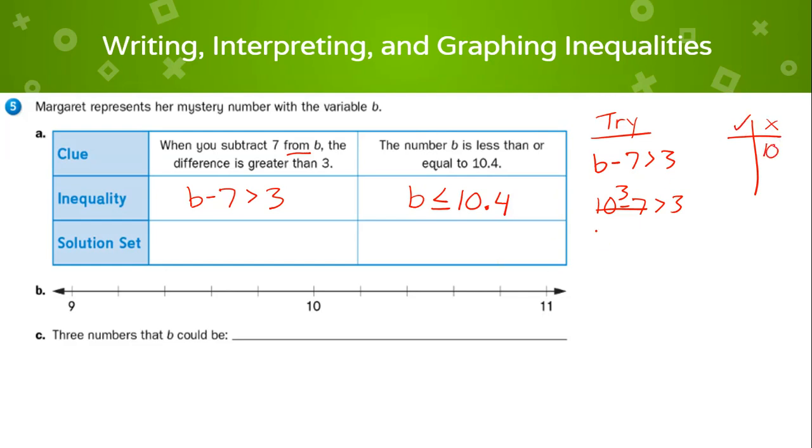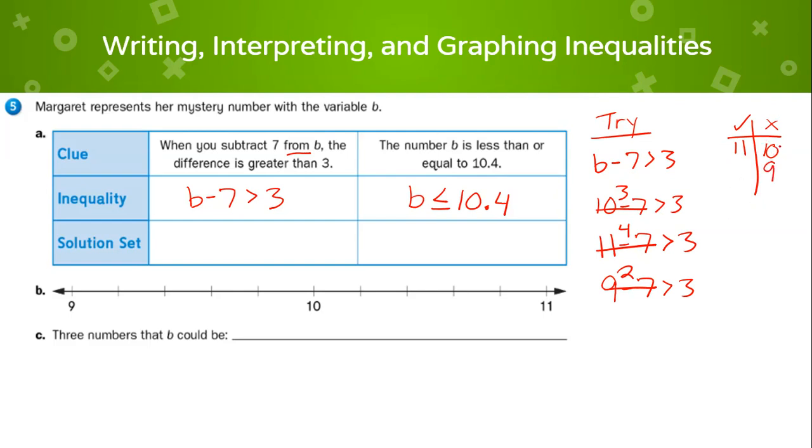Okay. Let's try a bigger number. Let's try 11. 11 minus 7 is 4, and 4 is greater than 3. So the number 11 works. How about a smaller number? 9 minus 7 is 2, so that doesn't work. So the number 9 doesn't work.